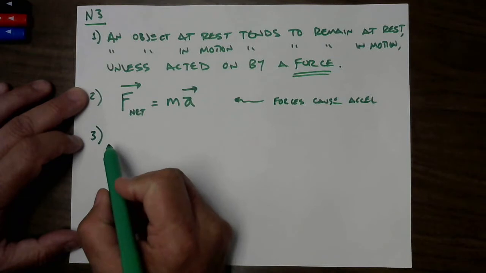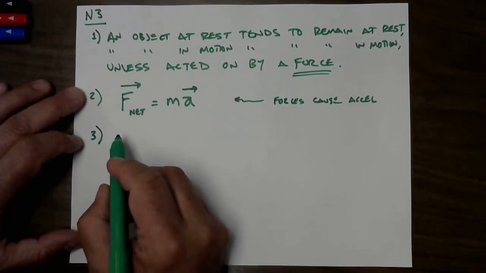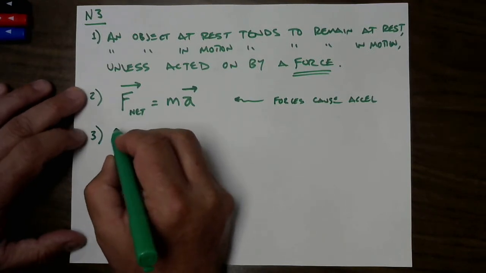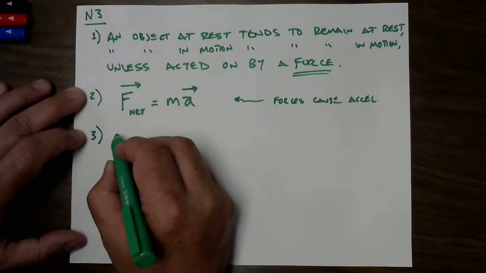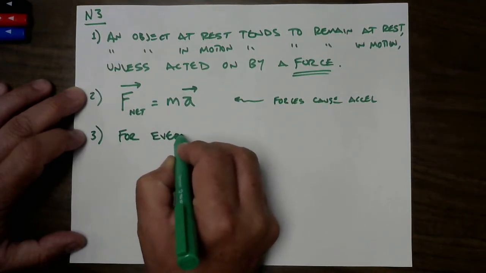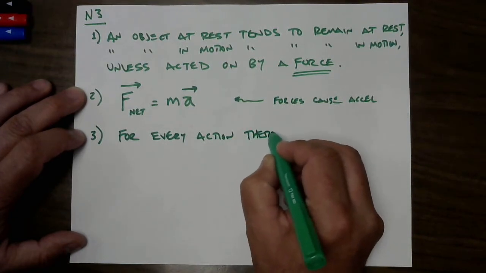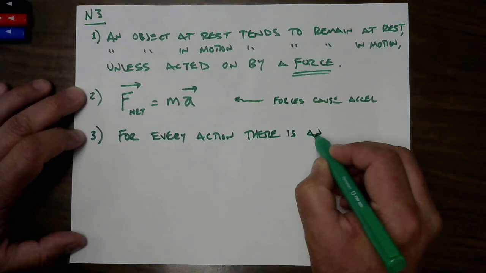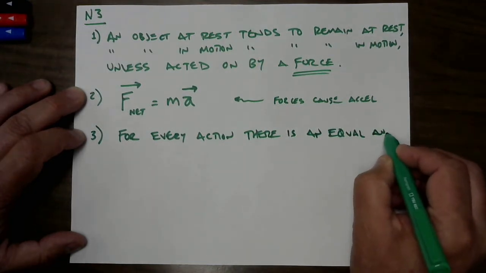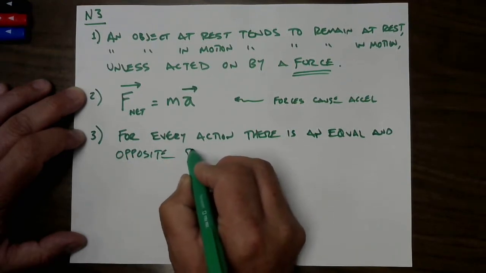The final one, the final of Newton's laws, is the one that is the most subtle and most difficult to understand. And it's also the one that got stolen and used to explain a lot of social phenomena. And that is that for every action, there is an equal and opposite reaction.